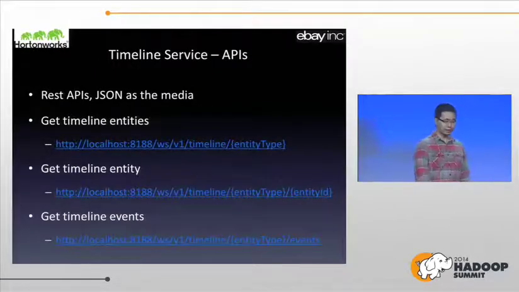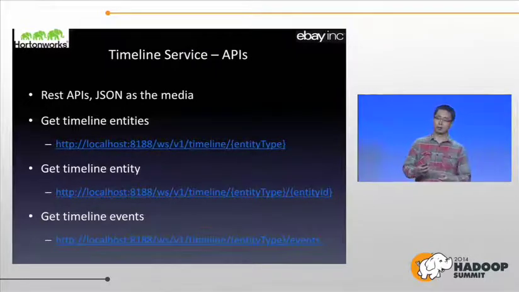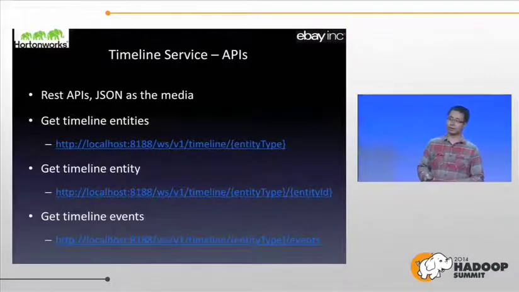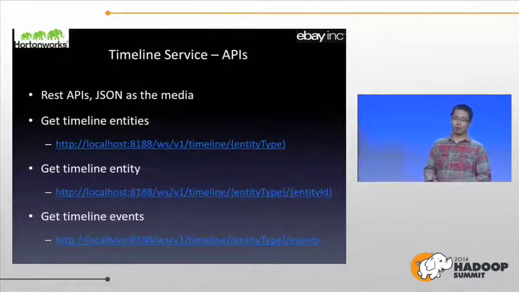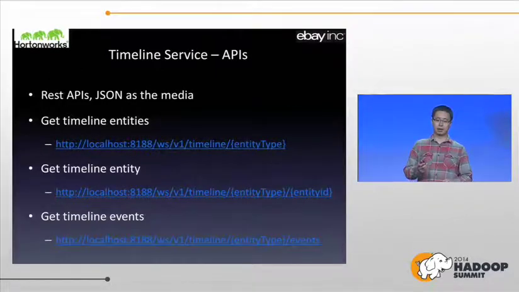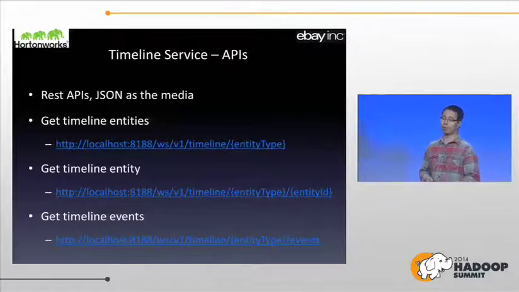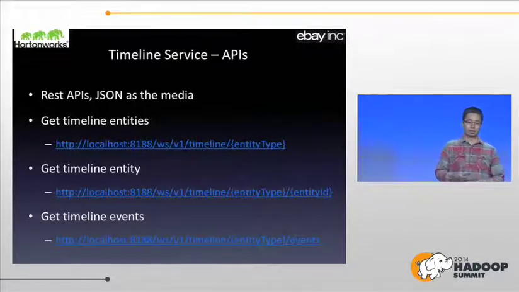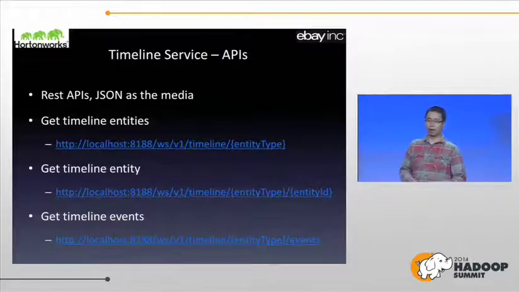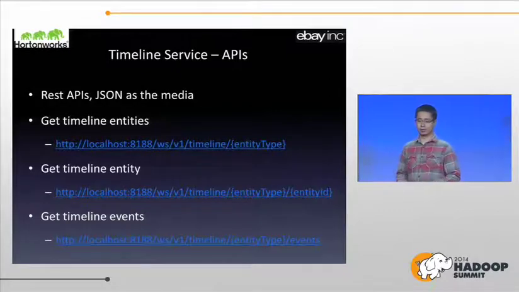The third thing is the REST APIs. Later, when you have some data stored in the timeline server, your users will come back to query this data to do some analysis. So we provide 3 APIs for the users. The first one is getting the timeline entities of a given entity type. The second one is to get a specific timeline entity. The third one is to get the event streams. We think that via these 3 APIs, we can address most use cases.